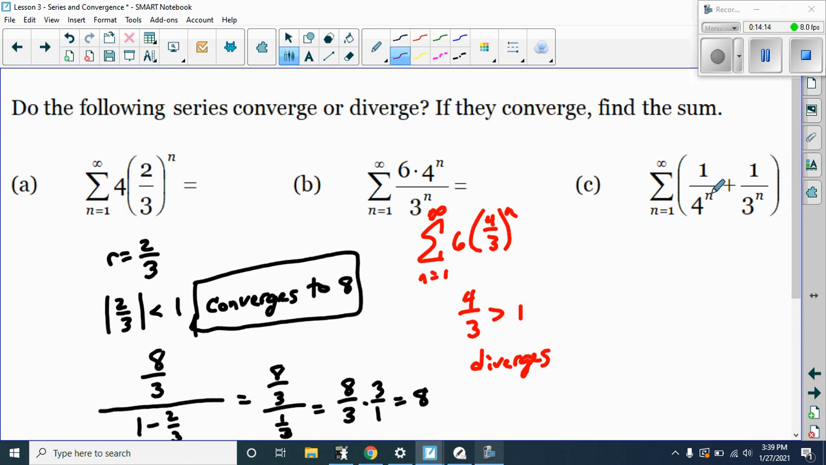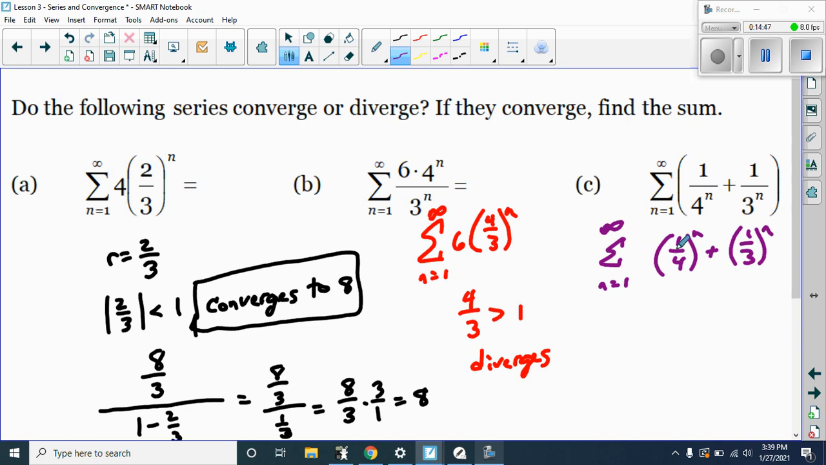And this last one here, I've got two different geometric sums. I've got 1/4 to the n, plus 1/3 to the n. What we can do is find the sum of this one and the sum of this one. If they both converge and I can find each sum, then I can add those two sums together. So we're going to do it as two different pieces. They do both converge. Notice the common ratio here is 1/4. The common ratio here is 1/3.